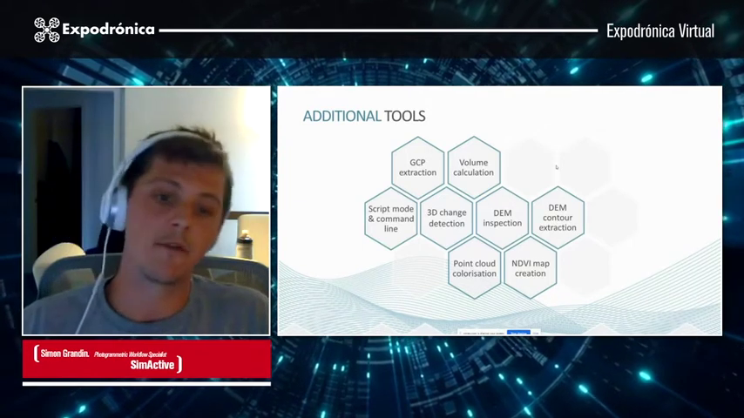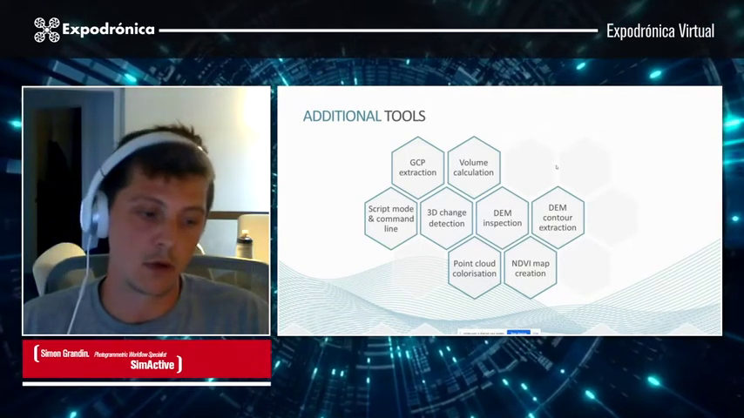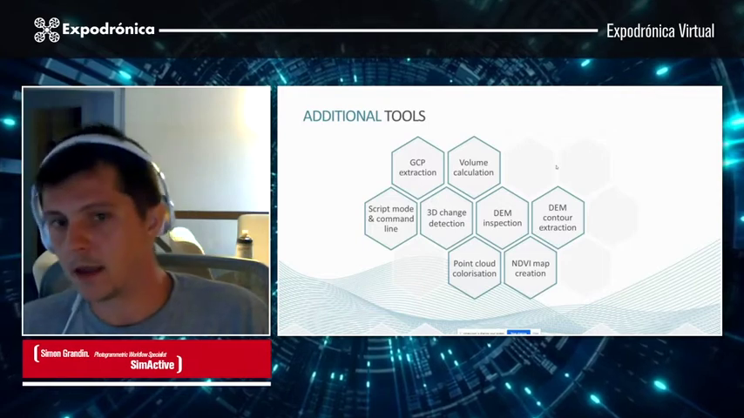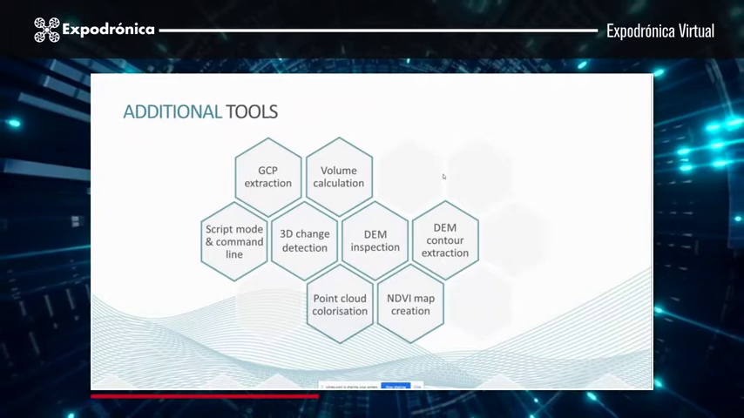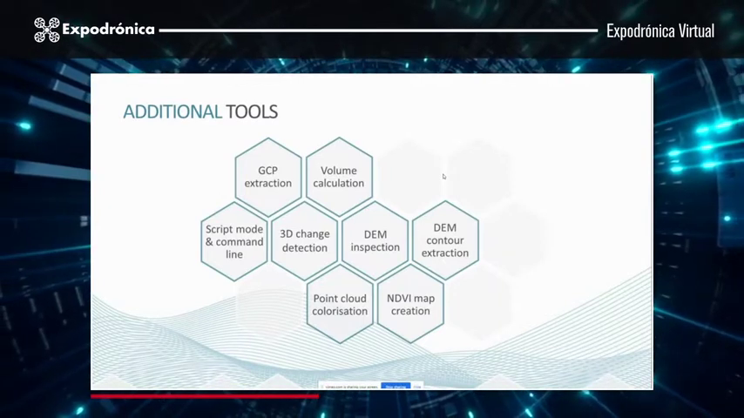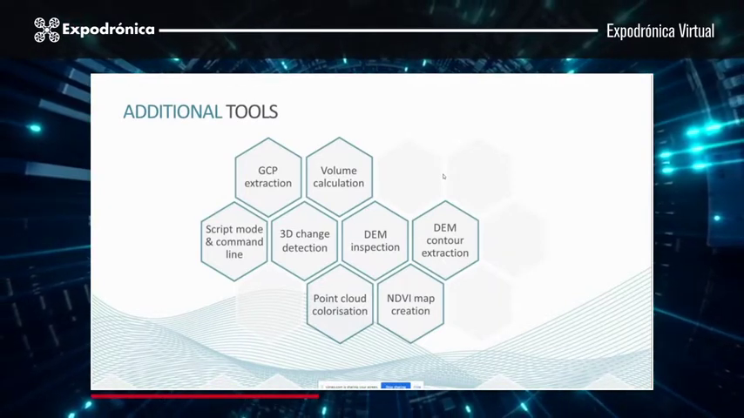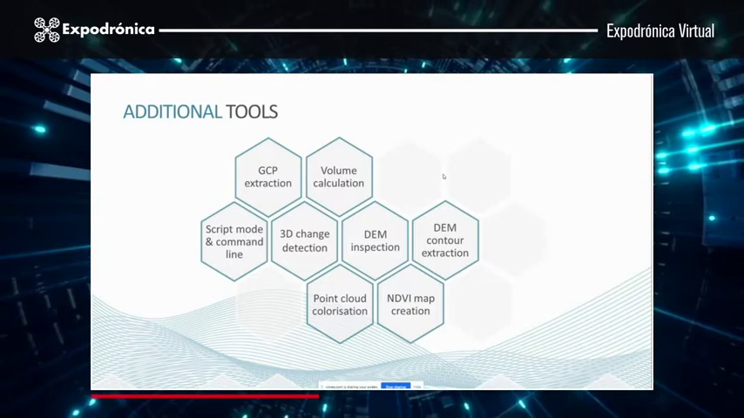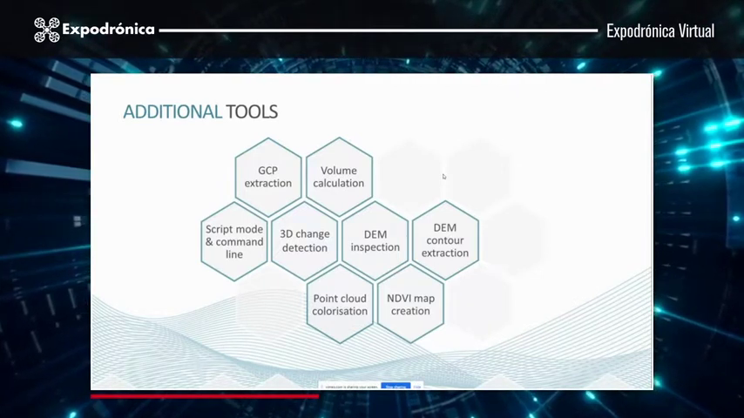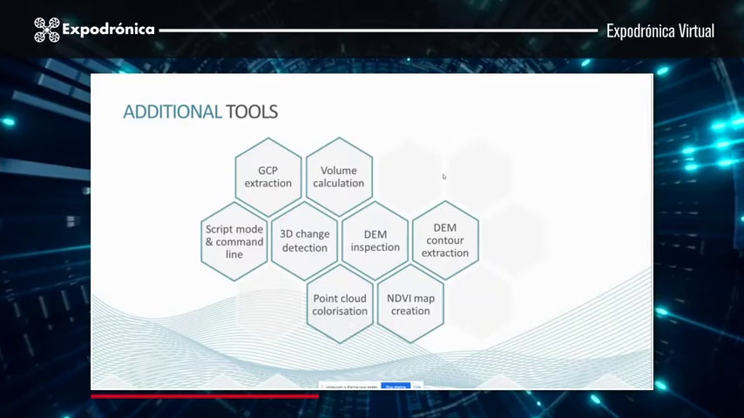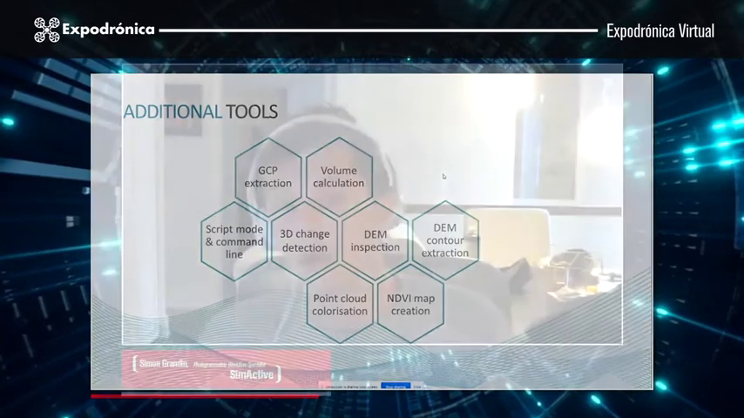We have a module of DEM inspection if you want to make sure that the surface or the terrain model that was derived is highly accurate with ground sources that you have. You can also generate some contour from the terrain model. We have also a point cloud colorization. So if you have LiDAR data and you want to work also with imagery and colorize your LiDAR data, you can use Correlator 3D to colorize the LiDAR point cloud or photogrammetric point cloud with input images.